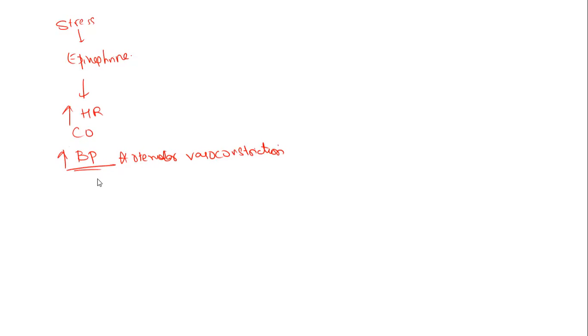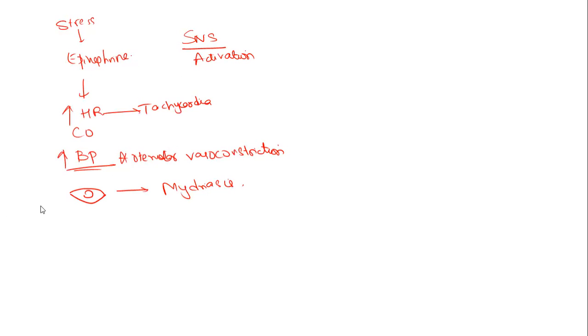So remember, all of this is happening when there is sympathetic activation. You can see heart rate is increased and it is called tachycardia. Okay, and blood pressure is increased, and you can see dilation of pupils, and that is called mydriasis. Okay, and salivary gland secretion is decreased.